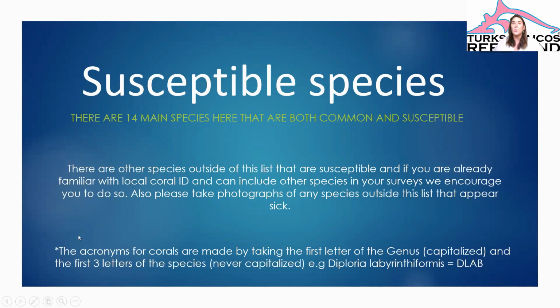And before we start, I just want to mention down here, we've got this note and it lets you know that the acronyms for corals are made by taking the first letter of the genus, such as Diploria here, which is always capitalized, and the first three letters of the species, Labyrinthiformis, which is never capitalized. And this gives us our acronym DLAB.